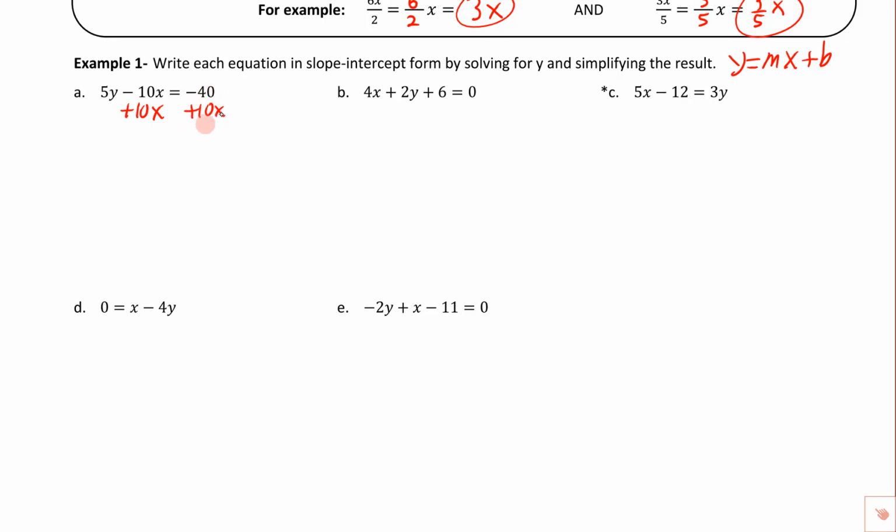Now, I'd like you to ignore this other side for just a second. Let's focus on what happens over here. It's just like we're used to. These are additive inverses. They cancel each other out. So on this side, we have a 5y, and on this side, we have a negative 40 plus 10x.